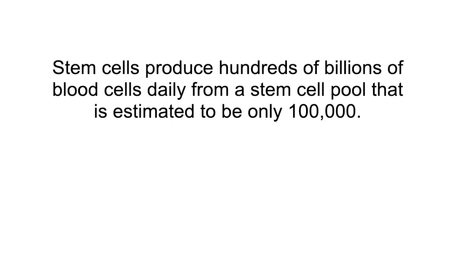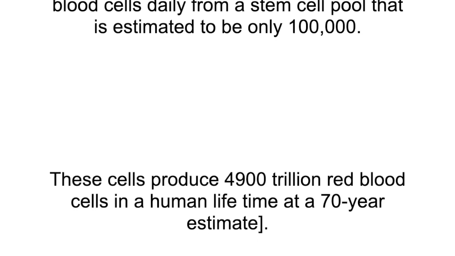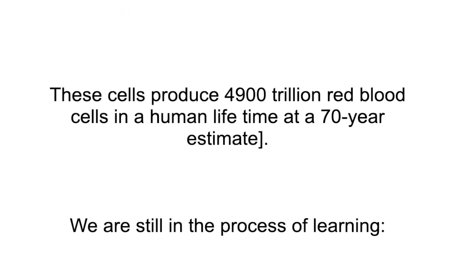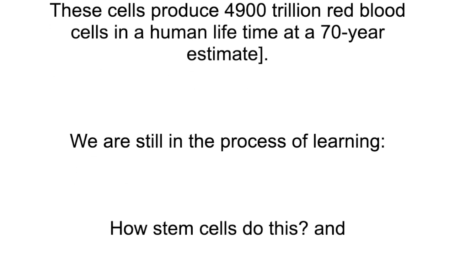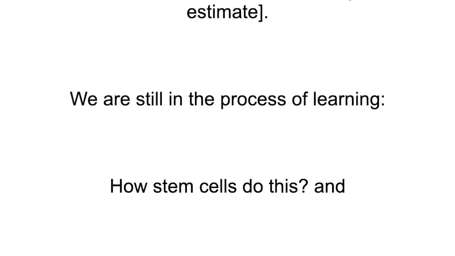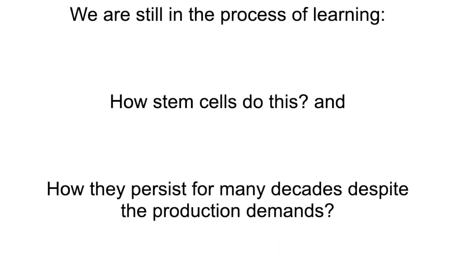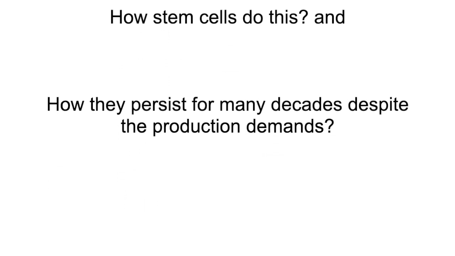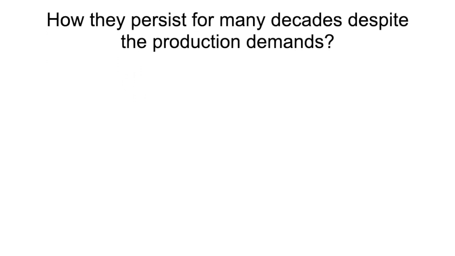Stem cells produce hundreds of billions of blood cells daily from a stem cell pool that is estimated to be only 100,000. These cells produce 4,900 trillion red cells in a human lifetime at a 70-year estimate. We are still in the process of learning how stem cells do this and how they persist for many decades despite the production demands.